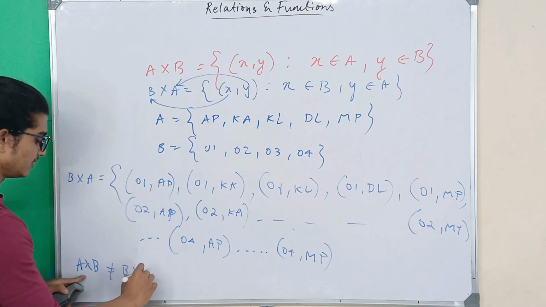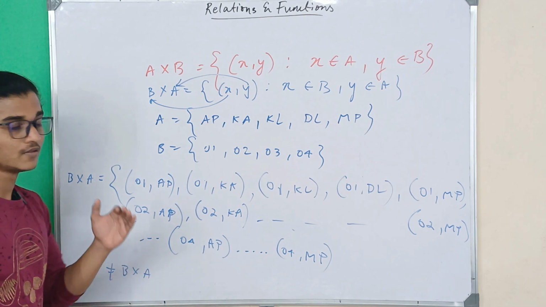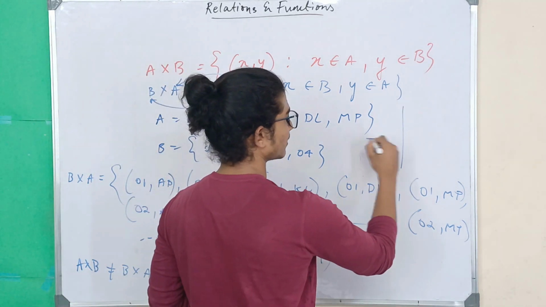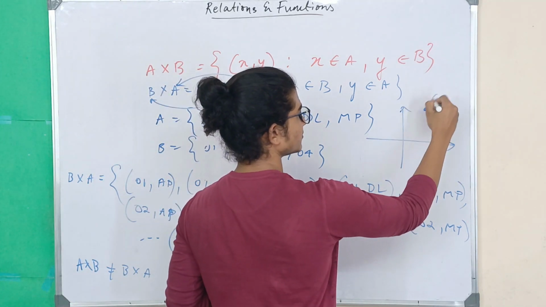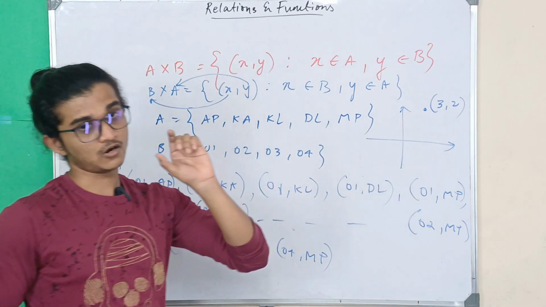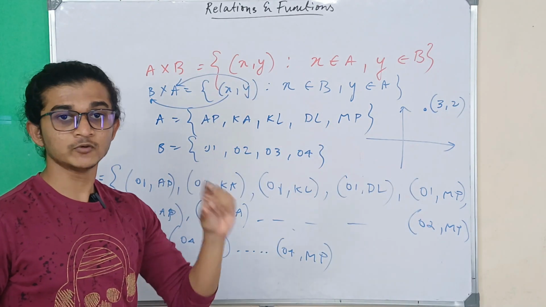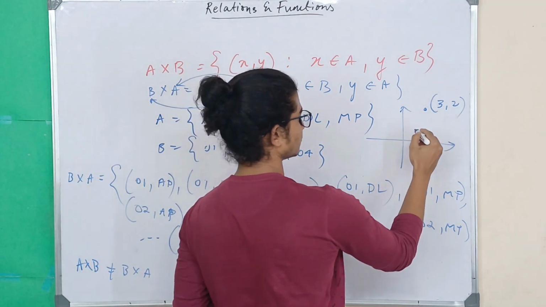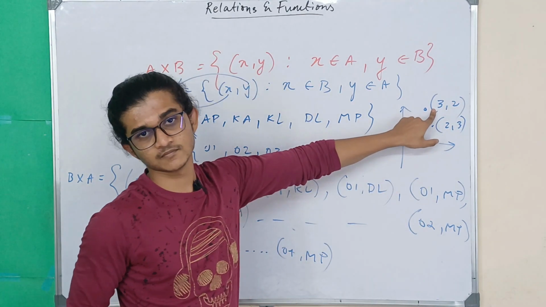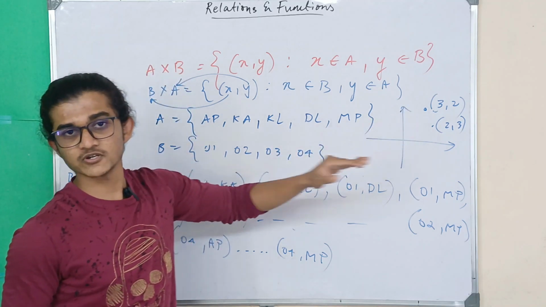Now most of the time these two are not equal because the ordered pair matters. For example, you have a graph, and there's a point here which is 3 comma 2. So the ordered pair 3 comma 2 is completely different from 2 comma 3. So you have one more ordered pair, suppose it is 2 comma 3. These two ordered pairs are not equal because they represent different points on the plane.